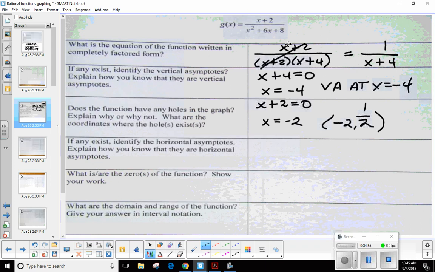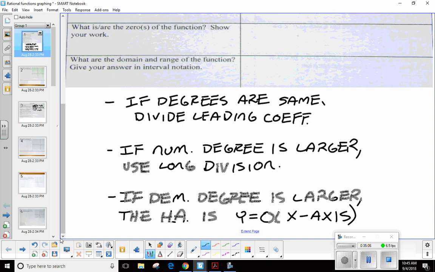Horizontal. There we go. Let's take a look. Now look at my degrees. What's the degree of the numerator? 1. The degree of the denominator is 2. So I'm going to come on over here to my 3 cases. If the denominator's degree is larger, we will have a horizontal, but where? Y equals 0, the x-axis.